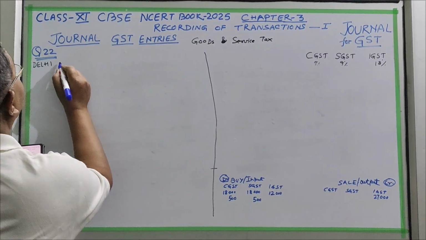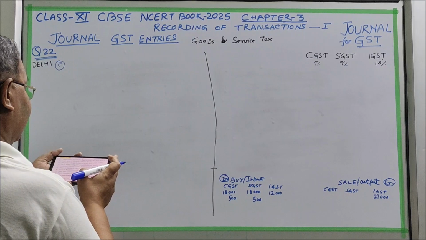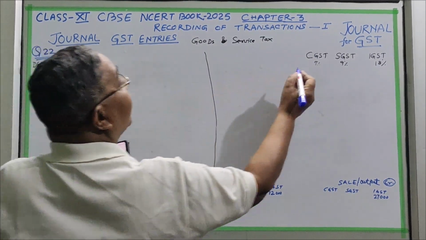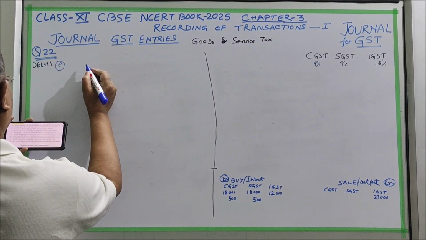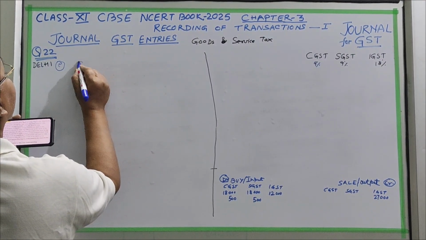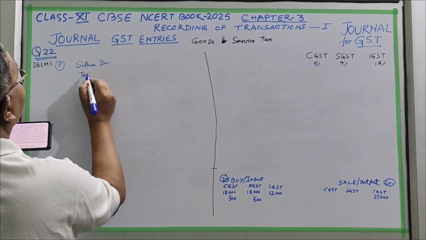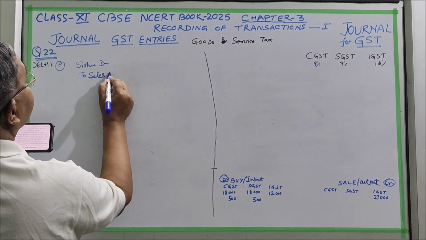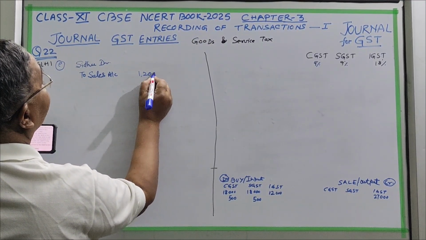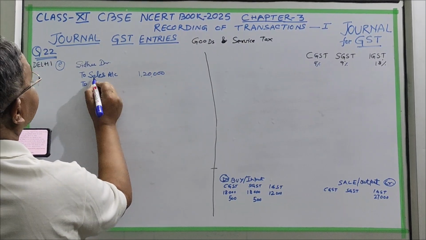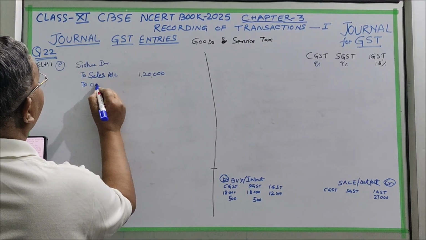Next is E point. Sold goods of 1,20,000 to Sidhu of Delhi, 9%. So sold goods to Sidhu, debit to sales account 1,20,000. And when it is a sale, our entry will come as output, because credit entries we have to make.